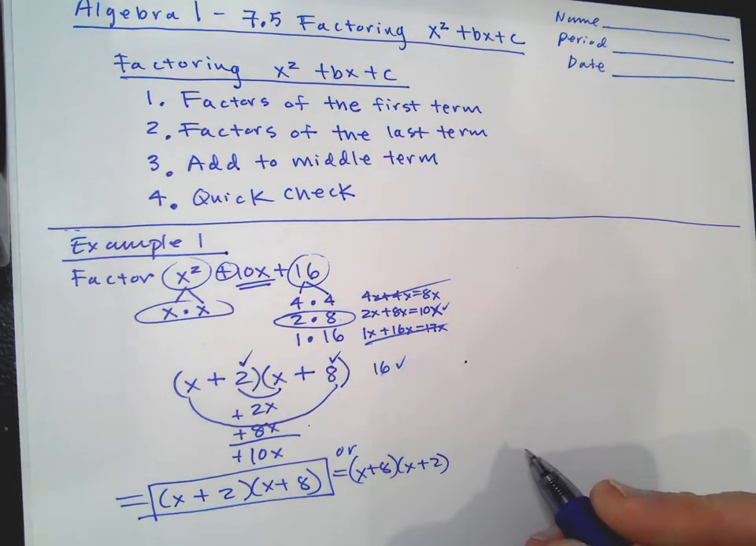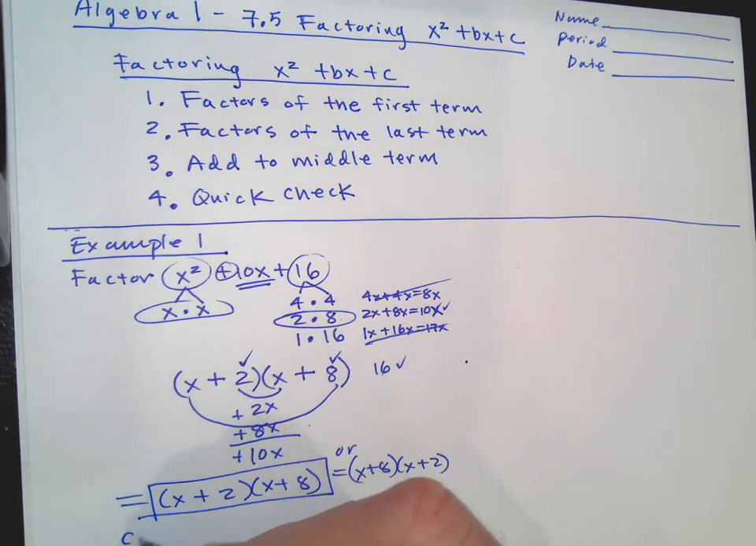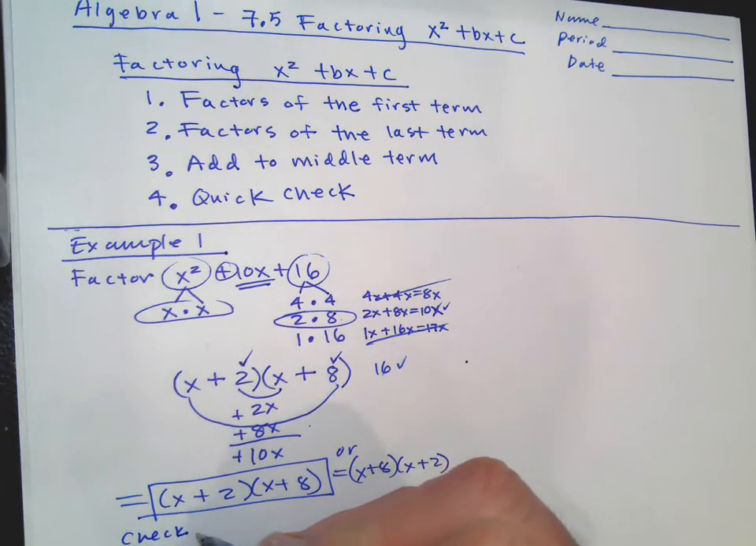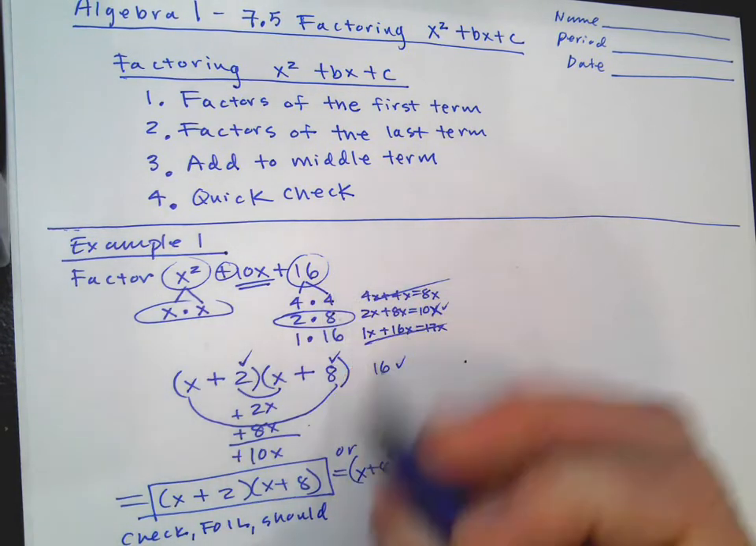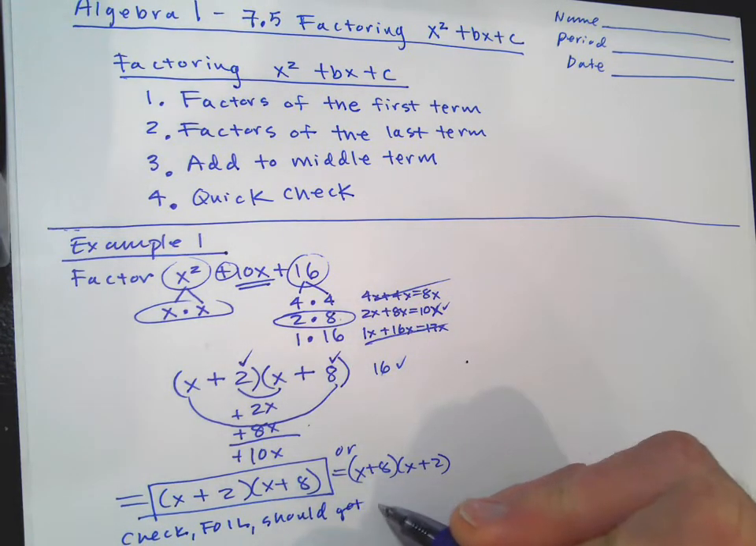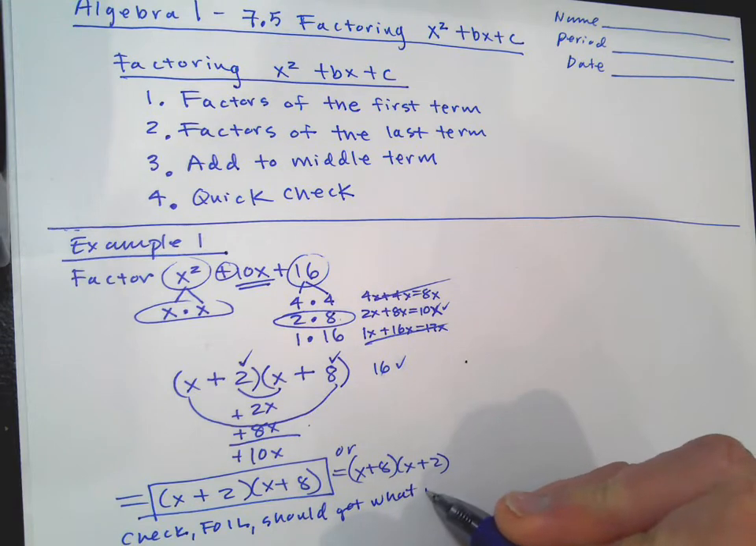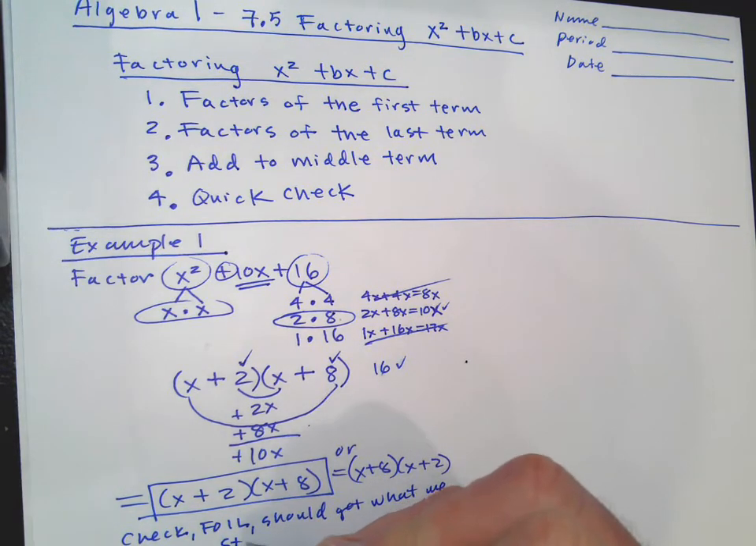Okay. A more thorough check is that you could FOIL it, and you should get what we started with. You should get that original problem, if you want to check it.